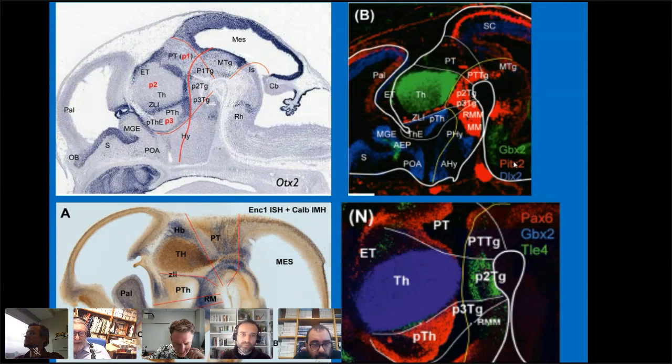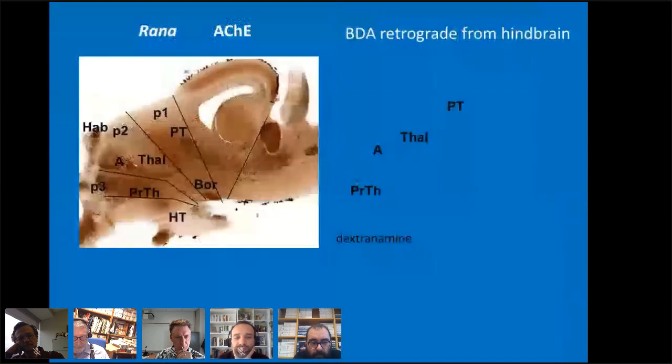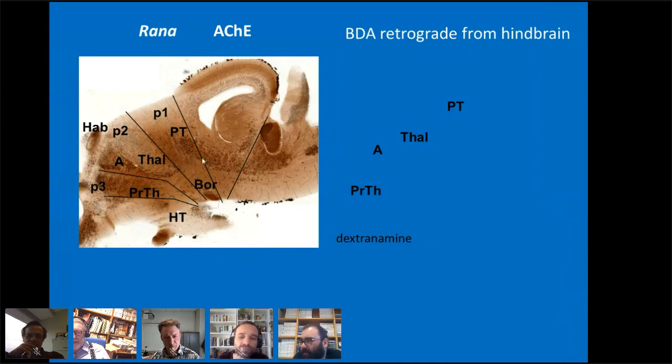A classical marker for the mouse thalamus is the GBX2 gene, which you can see here in green, and you can see also GBX2 in blue here with different counterstains, just to show again how distinct the thalamic mass and its habenular adjacent accessory structure are in the forebrain of the mouse, but also of all vertebrates actually. If we jump to the frog, we see here an acetylcholinesterase stain in a sagittal section.